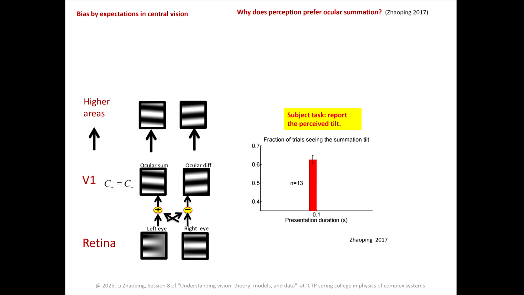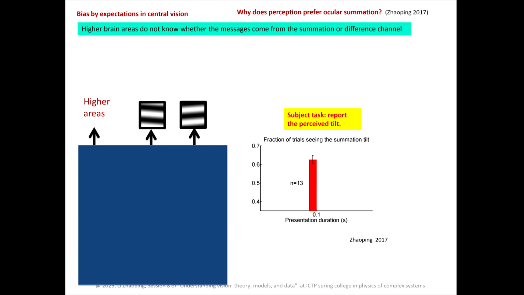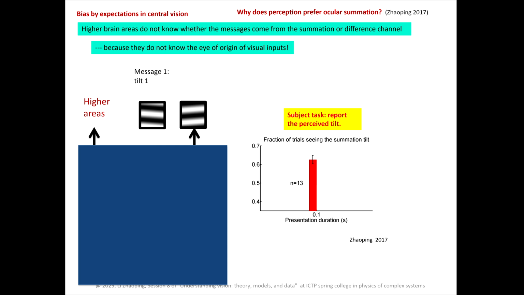Both channels could send their signals forward with equal strength, but opposite messages about the direction of tilt. However, due to the attentional bottleneck, higher brain areas do not know whether a message arises from the summation or difference channel, because they do not know whether visual inputs come from the left eye or right eye. They just know that message 1 and message 2 are received, and these two messages disagree on the direction of tilt.